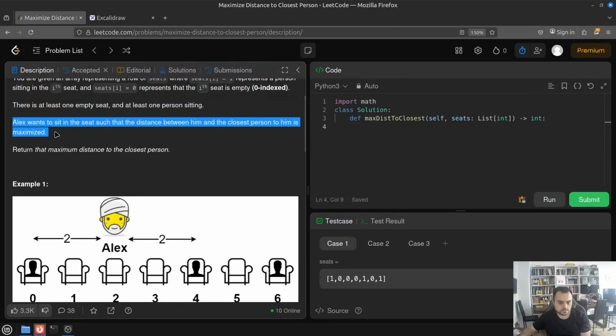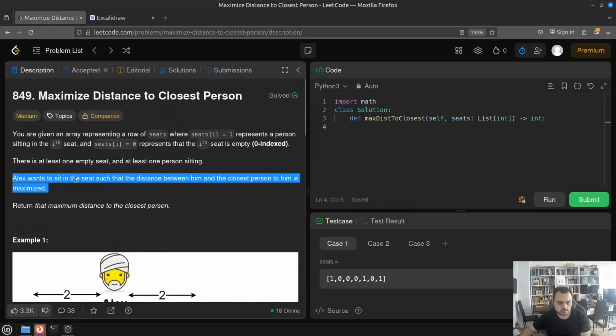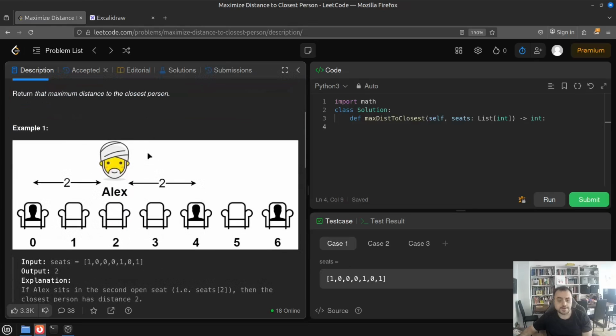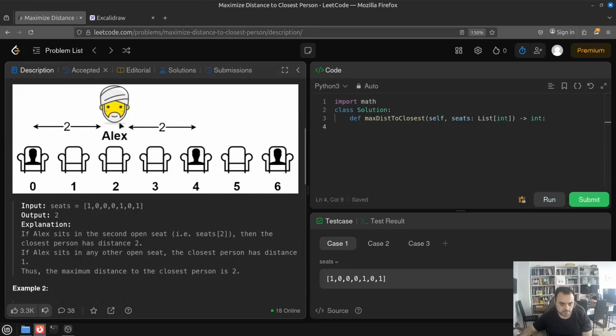He doesn't want to sit next to any people, or at least wants to sit in such a manner that the distance is maximized. Because maybe there is just a single empty place and then he has to sit next to some person, but we just simply need to find the maximum distance to the closest person. And here is our Alex, yeah, with beard and some turban.